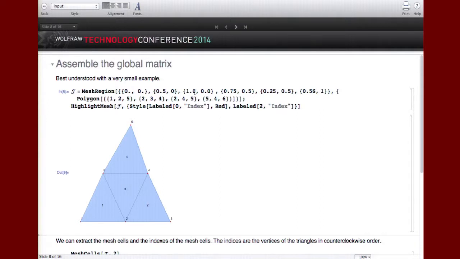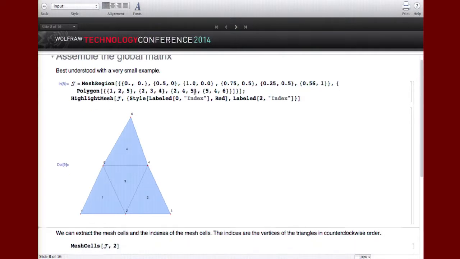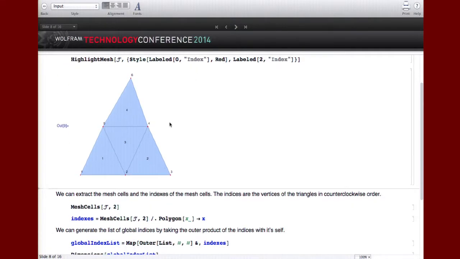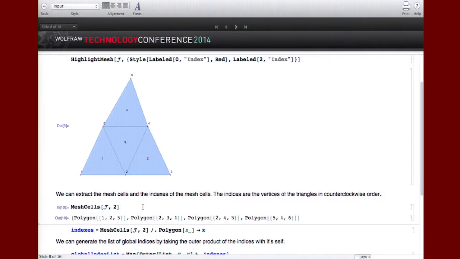Okay, so I've got 1, 2, 3, 4 triangles which are labeled here, and then the vertices are shown in red. The 2 here indicates dimension, so that's going to label the triangles. 0, of course, will label the vertices. So I'll extract the mesh cells from this mesh.